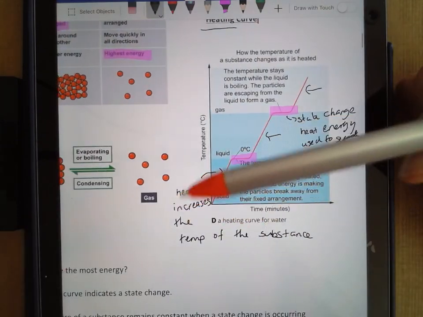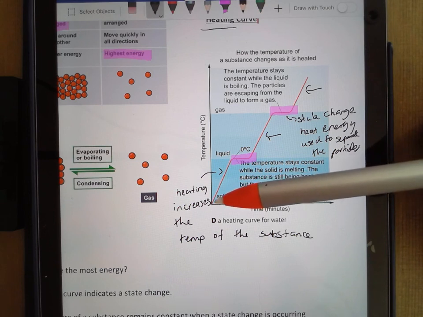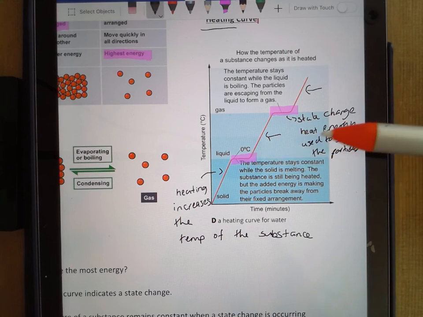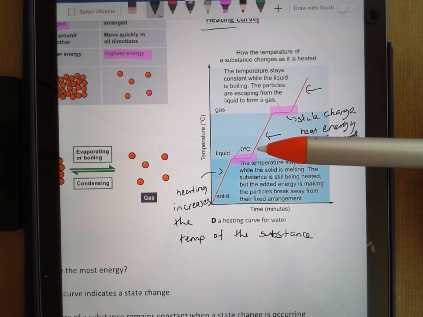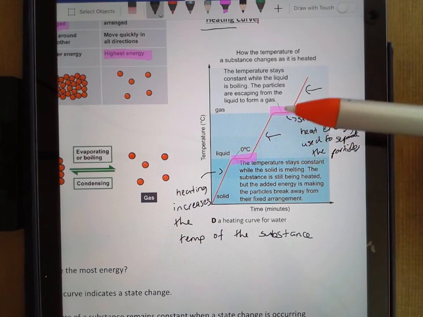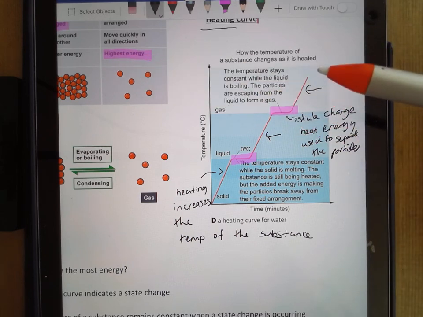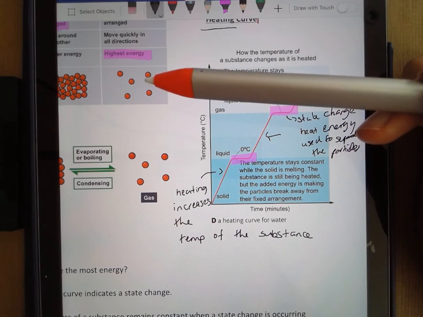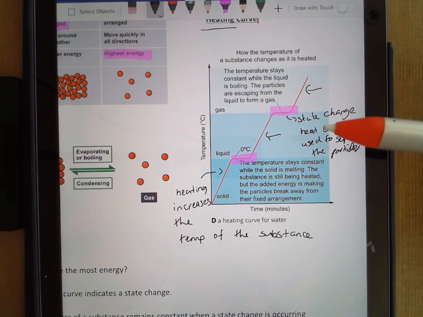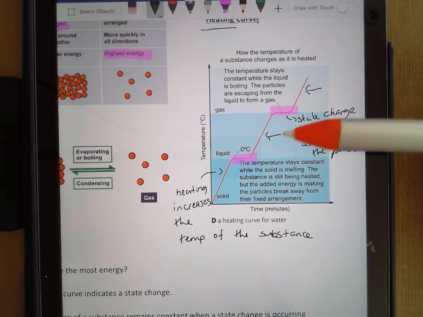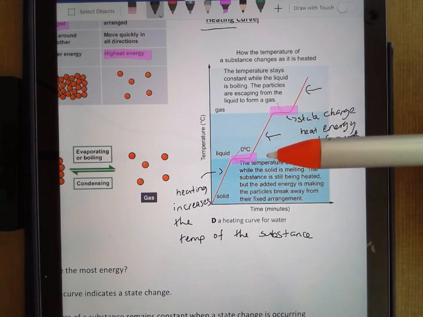So here, all of the heat energy was going towards increasing the temperature of the substance. But here, when it's changing state, that heat energy is used to separate the particles. Here, the heat energy goes towards increasing the temperature of the substance, and then here again, that heat energy is used to separate the particles. Once they're a gas, all of that heat energy you're putting in raises the temperature of the substance, okay? So that's what's happening in terms of heat energy, and that's why you get those two flat bits on your graph, even though you're continuously heating your substance.